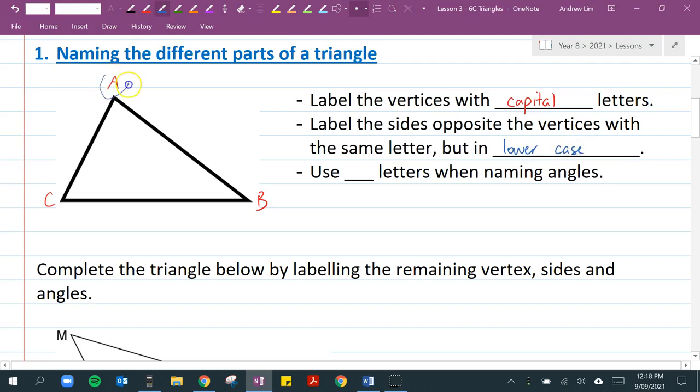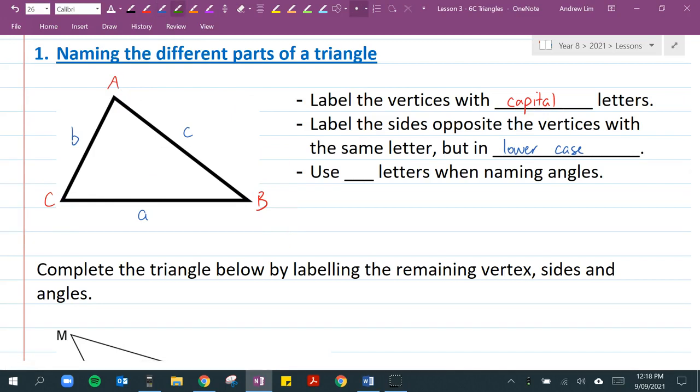So here we've got capital A. The side opposite that is over here. So we're going to label this with a lowercase a. Here we have vertex B. The side opposite that is over there. So I'm going to label this side with a lowercase b. And here we have vertex C. The side opposite that we're going to label with a lowercase c. Alright, so now I'm just going to get rid of all this.